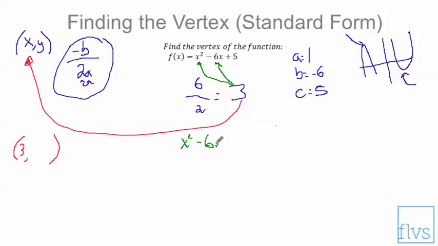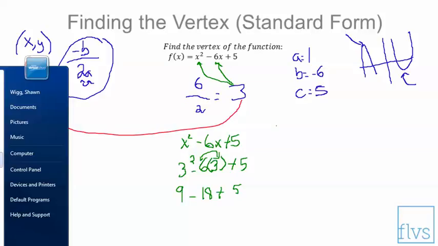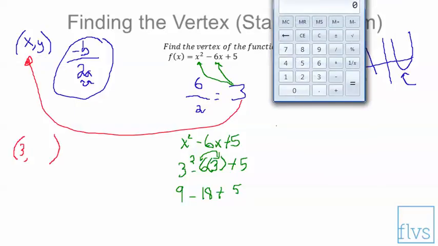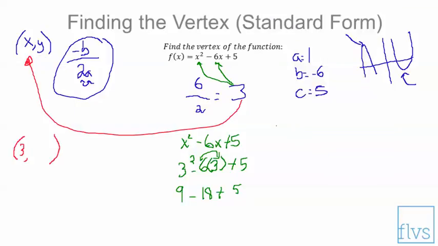x squared minus 6x plus 5. So instead of x squared, it's now 3 squared minus 6 times x, but we know that x is 3, so I'm going to replace the x with 3, and then plus 5. Okay. Order of operations here, 3 squared is 9. Negative 6 times 3 is minus 18. And I got a plus 5. So really, all that I've done here was just go ahead and put in all the values of x that I needed to plug in, and I worked it out.